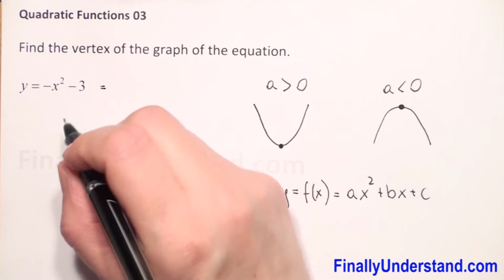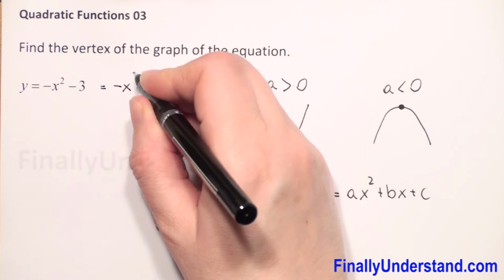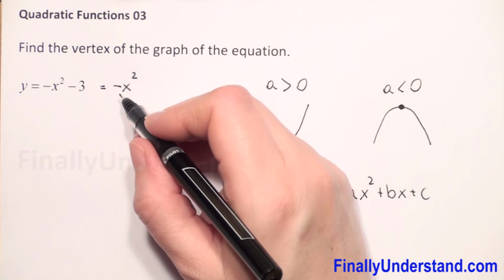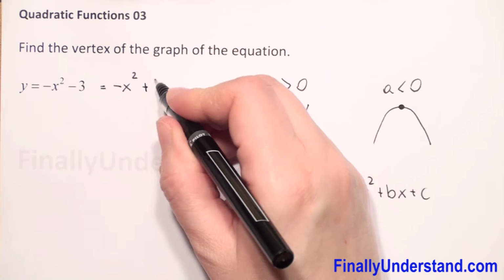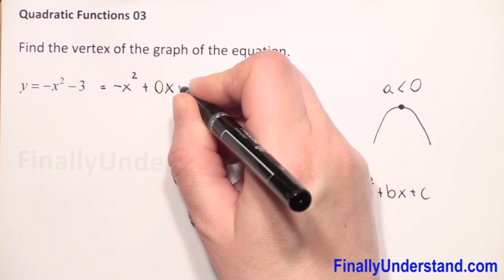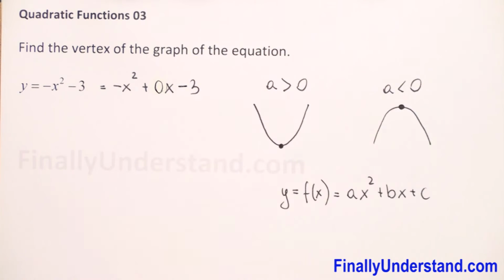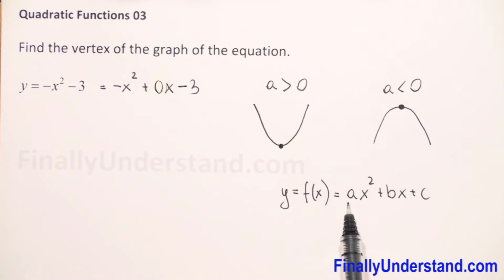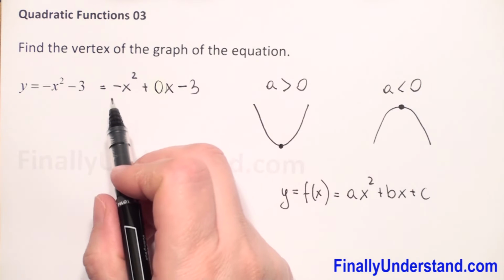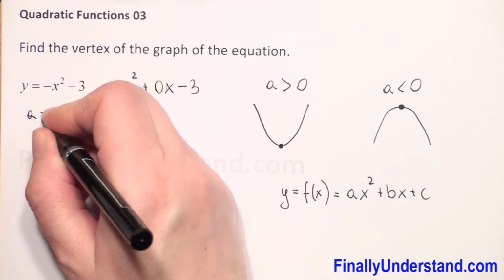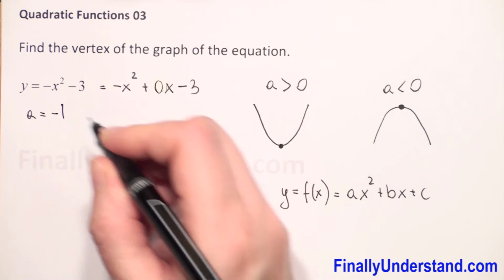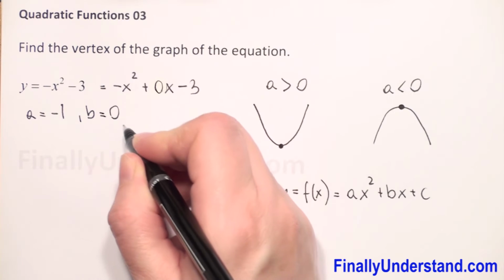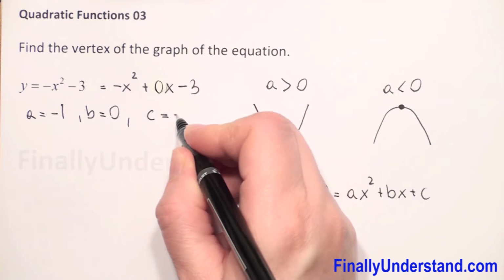So let me rewrite this. It means that the coefficient before x is 0. That's why we don't have x here. So I can write that we have negative x squared plus 0x, and we have negative 3. So now it's very easy to read the coefficients a, b, and the constant. The coefficient before x squared is our a, so this is negative 1. When we don't have a number, it's always an invisible 1. b is equal to 0, and c is equal to negative 3.